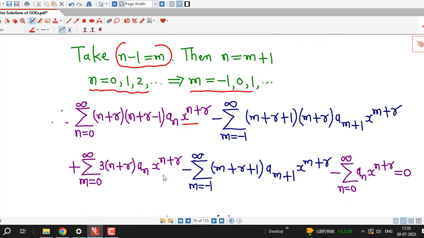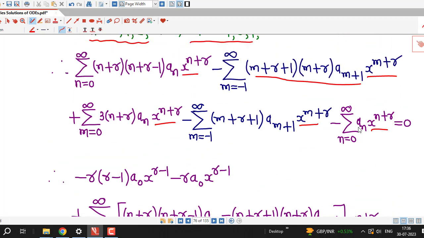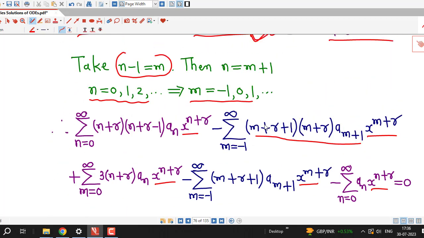Now in every term the power of x is n plus r, and because this is a dummy index, we can again replace m by n also. So in the next term, I have not replaced m by n, but you can understand that whether I am writing m or n in these two summations, things are the same because it is a dummy index. So instead of m equal to minus 1 to infinity, if I am writing n equal to minus 1 to infinity, or if I am replacing m by n, then also we don't have any problem.